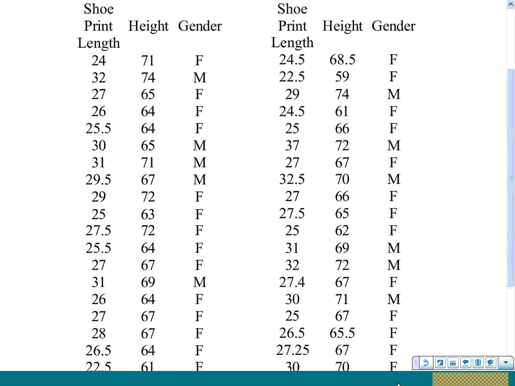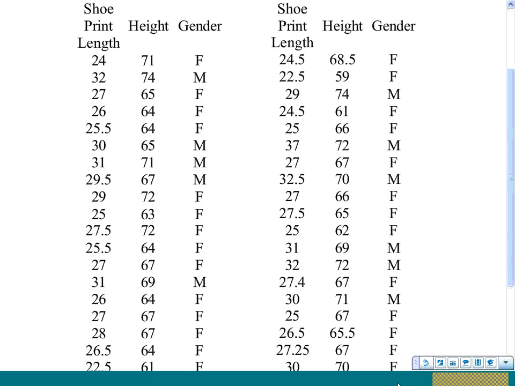So from looking at the data, where's the height from? The heights were measured for those same individuals. So for example, the first individual that the administrators measured had a shoe print length of 24 centimeters, a height of 71 inches, and was female. They're taken at the same time together. Correct. You can picture the administrative office and these students being called into the principal's office to have their measurements taken. Sort of a humorous scene.